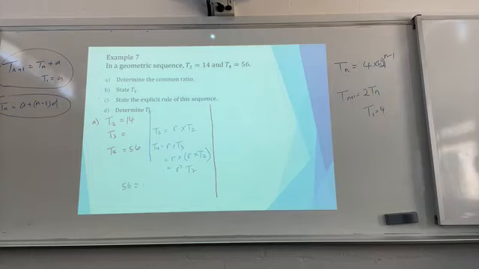56 equals R squared times T2, which is 14. So R squared equals 56 over 14. Do you agree? All right. So R squared equals 4. R therefore equals 2.